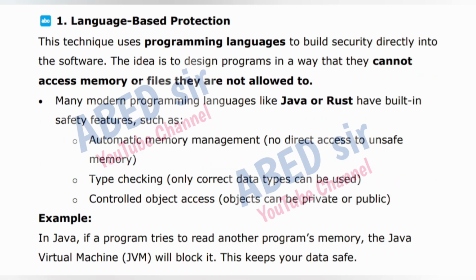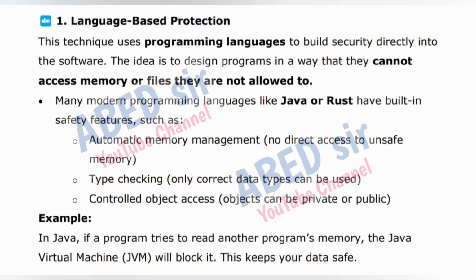1. Language-based protection. This technique uses programming languages to build security directly into the software. The idea is to design programs in a way that they cannot access memory or files they are not allowed to. Many modern programming languages like Java or Rust have built-in safety features such as automatic memory management, no direct access to unsafe memory. Type checking, only correct data types can be used.